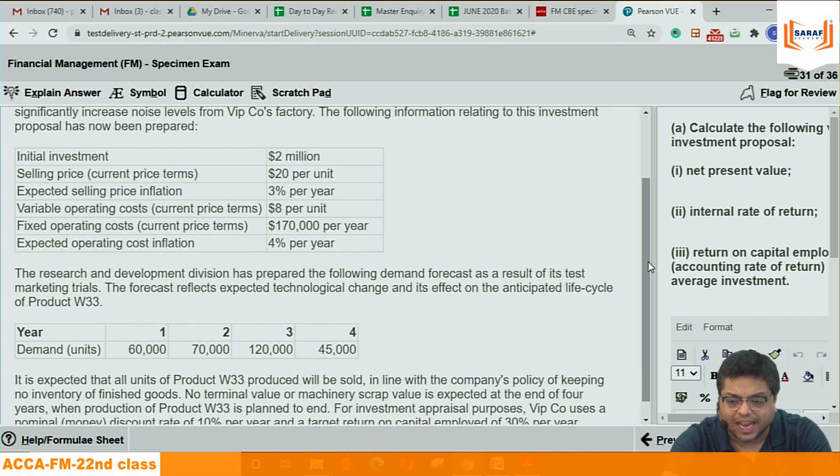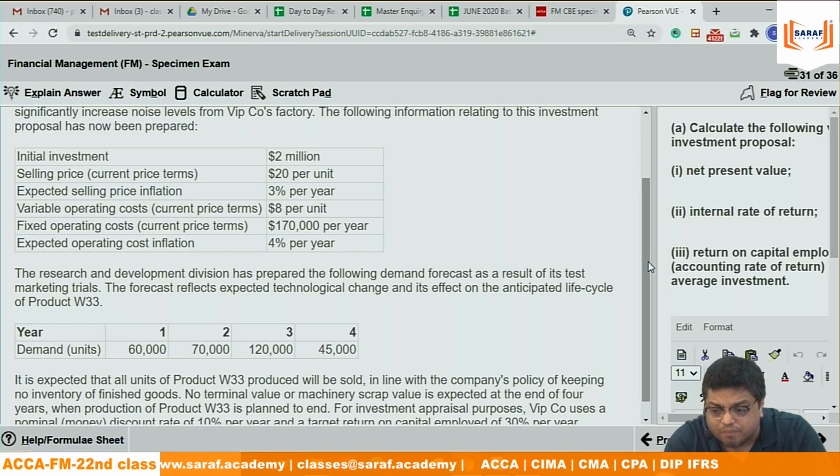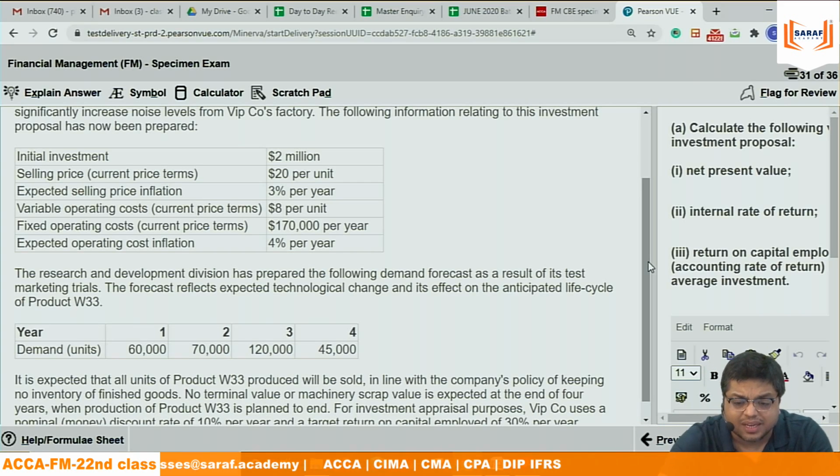The research and development division has prepared the following demand forecast as a result of its test marketing trials. That means the R&D division is forecasting what the sales are going to be. The forecast reflects expected technological changes and its effects on the anticipated life cycle of product W33. We are developing something, there may be a change in the technology, and its effect on the anticipated life cycle. Life cycle we study in PM, project management. But what is the period for which we are able to sell the product? They have considered the effect of technological changes, life cycle, sale price, quantity, competitors, the market, everything in estimating this demand.